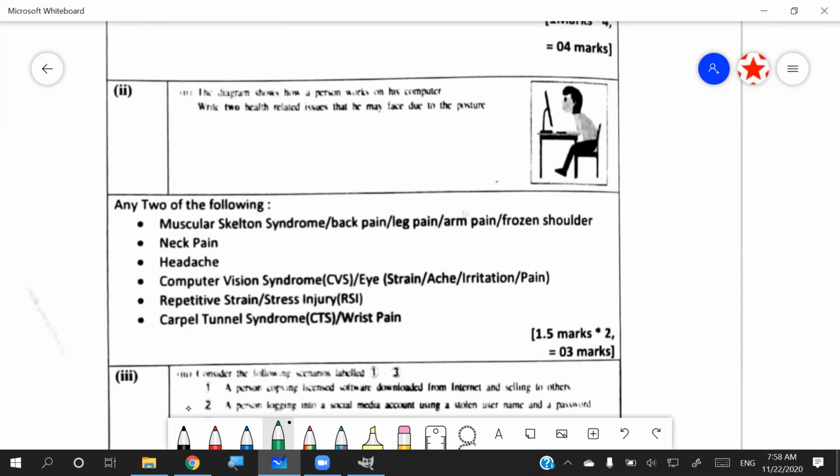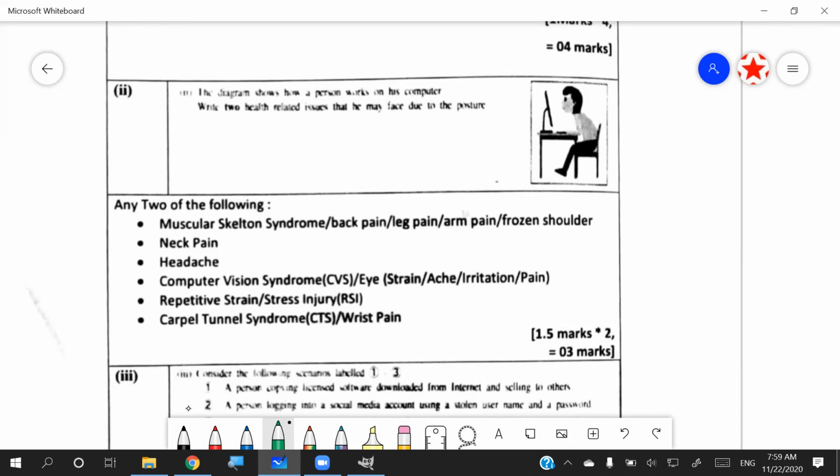So musculoskeletal, or in other words muscular skeletal, either. Yeah, it's a jumbled word, right? Musculoskeletal problems, so something regarding the muscles. So back pains, and again leg pains he can have because his legs are not properly placed on the floor, right? And again frozen shoulder, that can also happen.